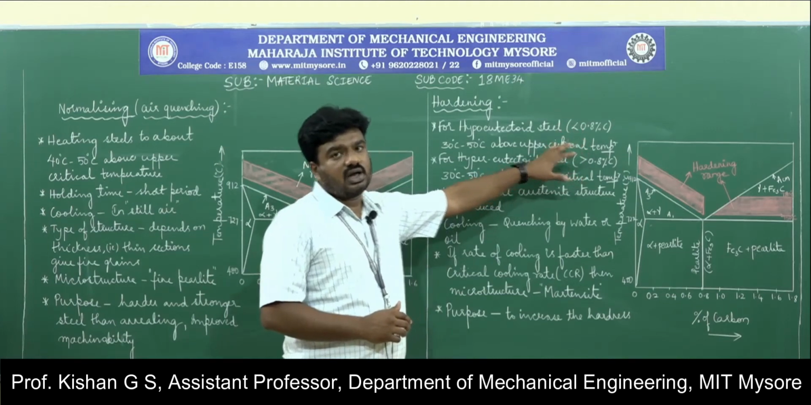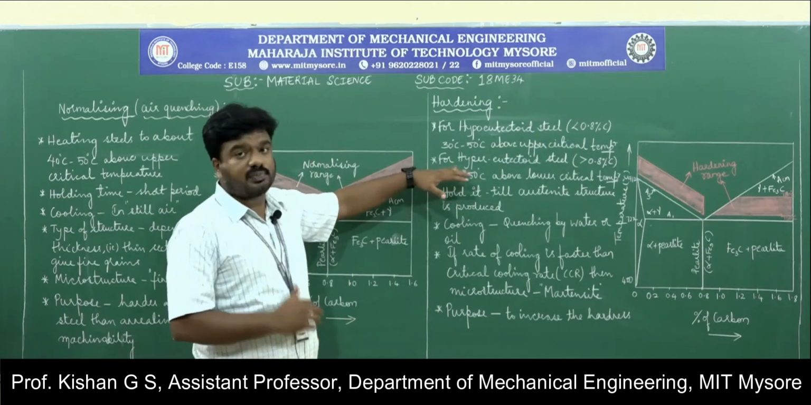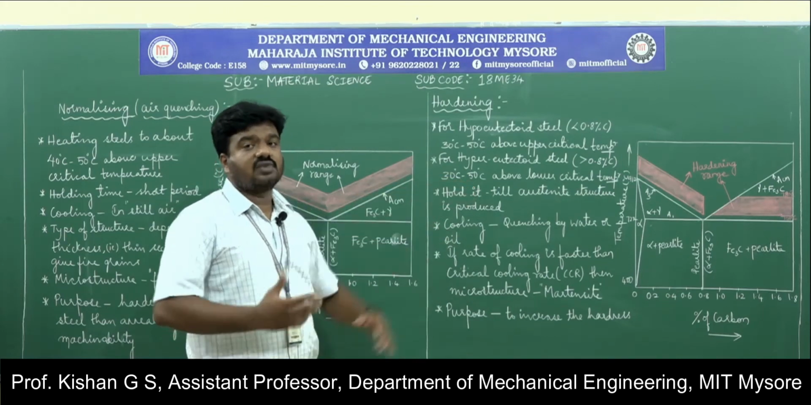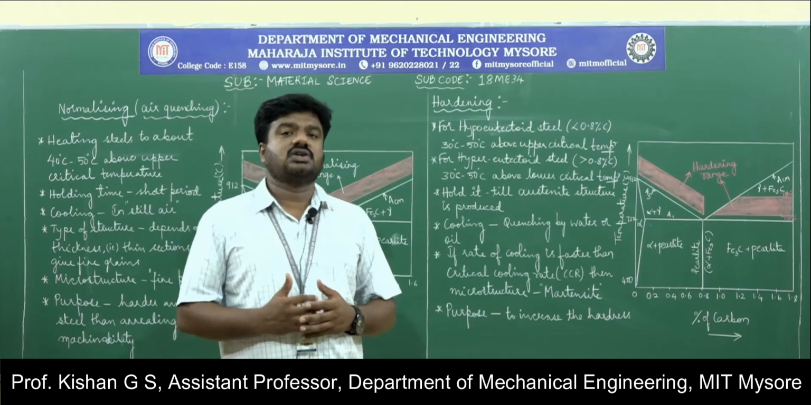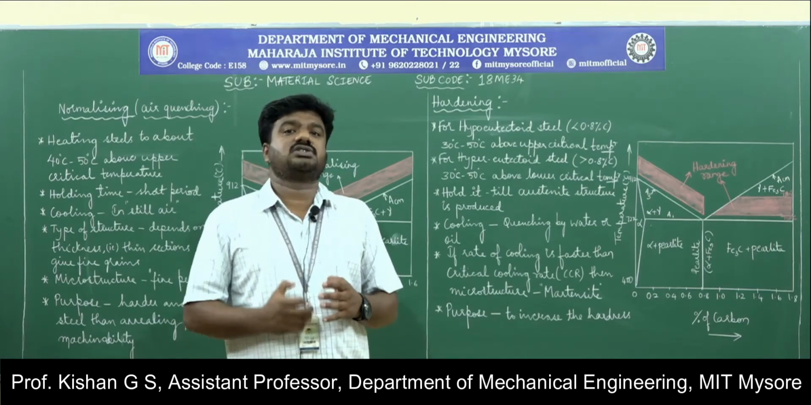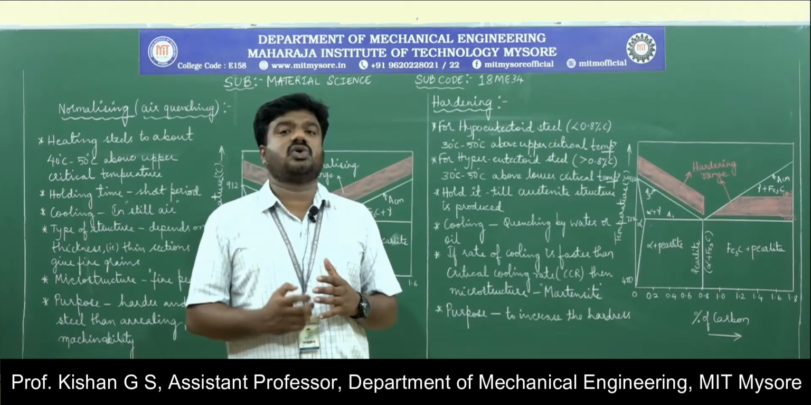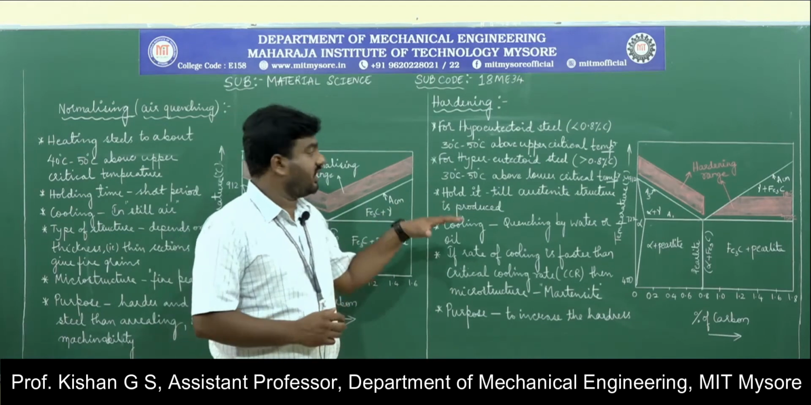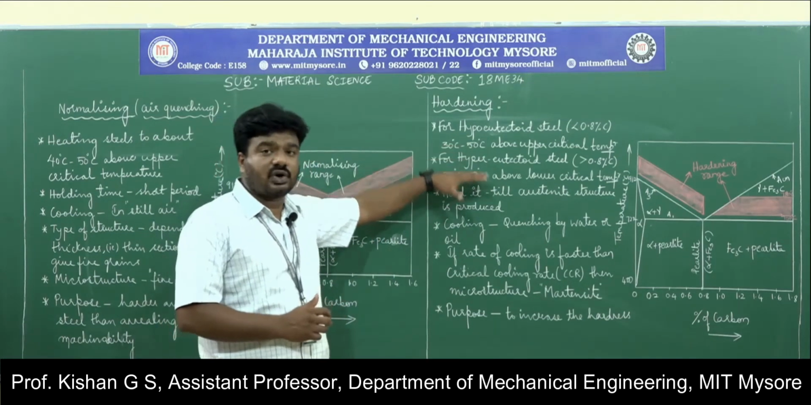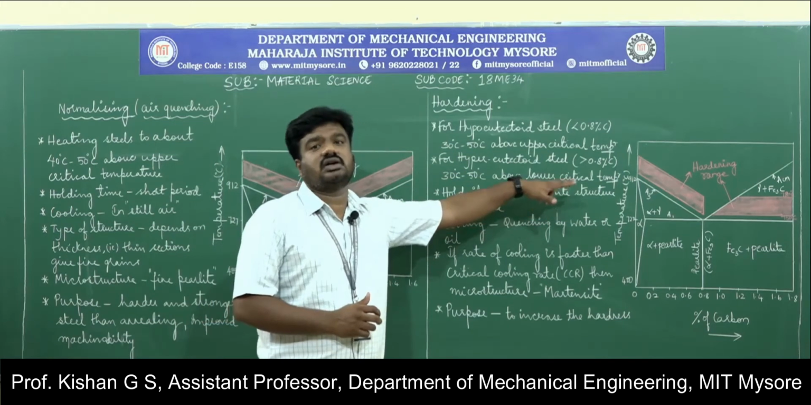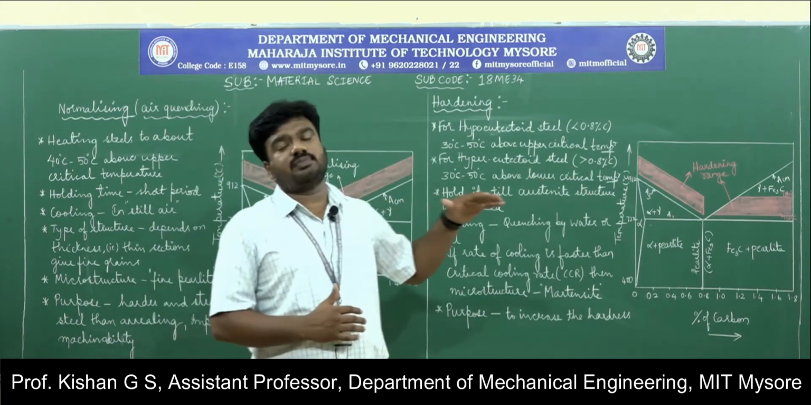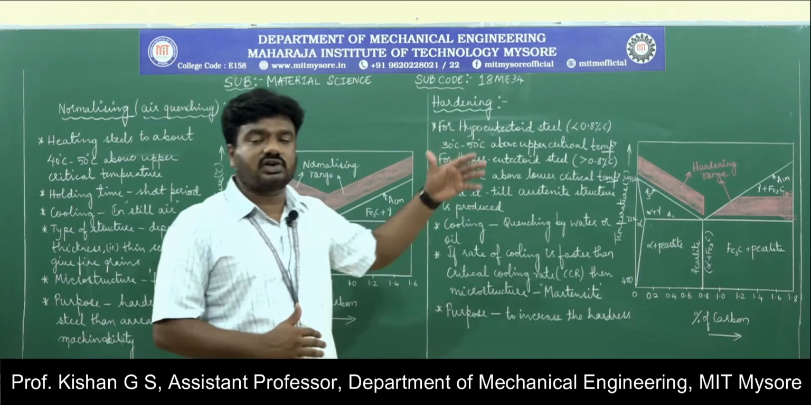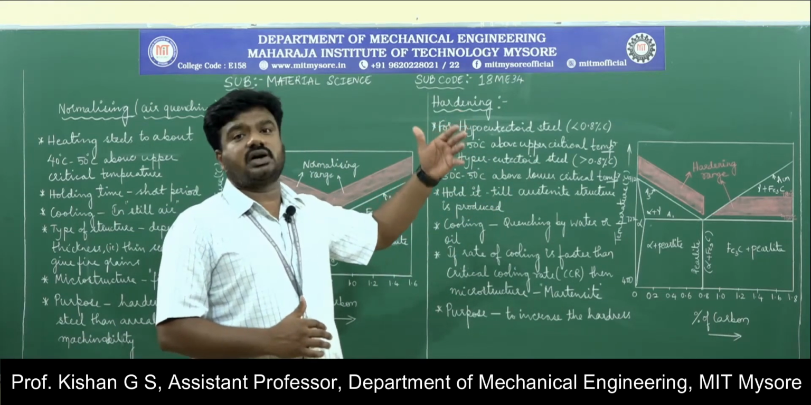0.8% of carbon. Next comes the concept for hypereutectoid steel, which consists of greater than 0.8% of carbon in the steel. There the temperature range differs. Here the concept goes like this: it is 30 to 50 degrees Celsius above the lower critical temperature. Okay, it is above the lower critical temperature for hypereutectoid, and for hypoeutectoid it is above the upper critical temperature.